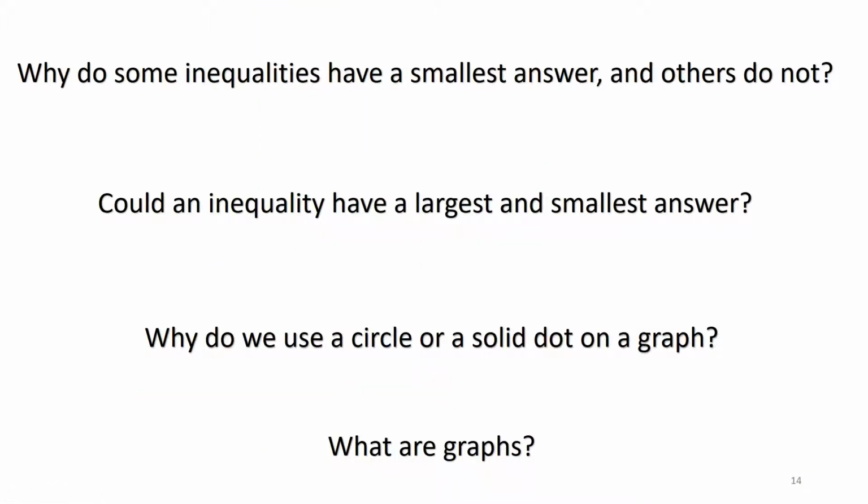Okay, now, a couple questions. We're almost done. Why is it that some inequalities have a smallest answer and others don't? Do you know? Could an inequality have a largest and a smallest answer? Why do we use a circle or a solid dot in a graph? And what is a graph? Try those questions. If you want to know the answers, I'll put a link in the description below that you can follow, and you can see how you did.